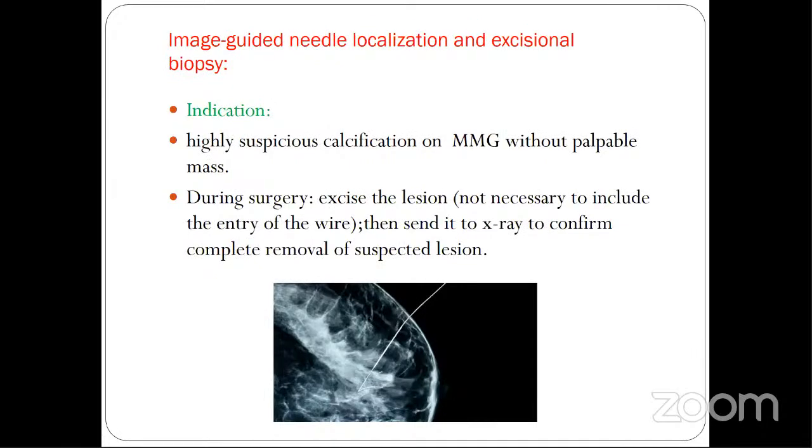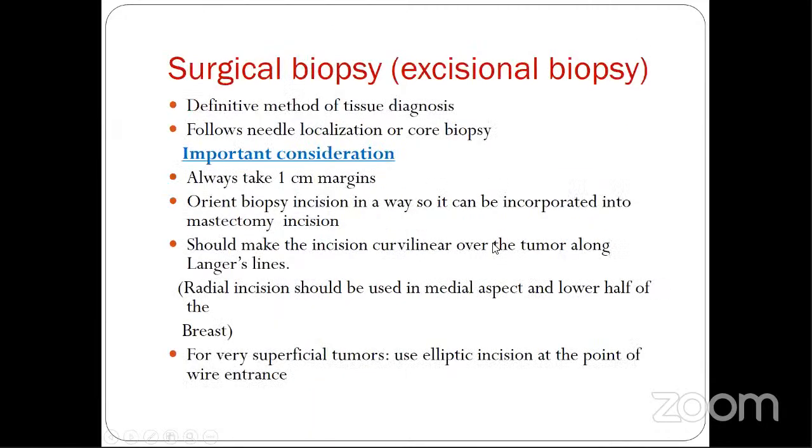Now we have image-guided needle localization and excisional biopsy. We can do it for highly suspicious calcification on mammography without a palpable mass. The patient comes with a non-palpable mass, and we did mammography, as we see here. We can find the calcification, so we'll do image-guided needle localization and excisional biopsy. During surgery, we'll excise the lesion, then send it to X-ray to confirm complete removal of the suspected lesion. We have about 2-3 slides to finish. Within 5 minutes we'll finish, inshallah.